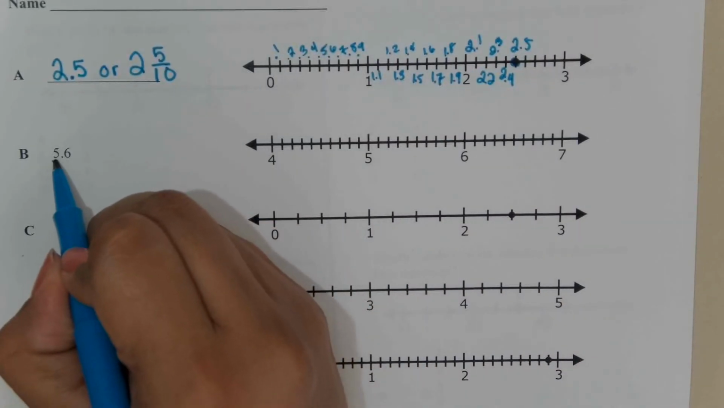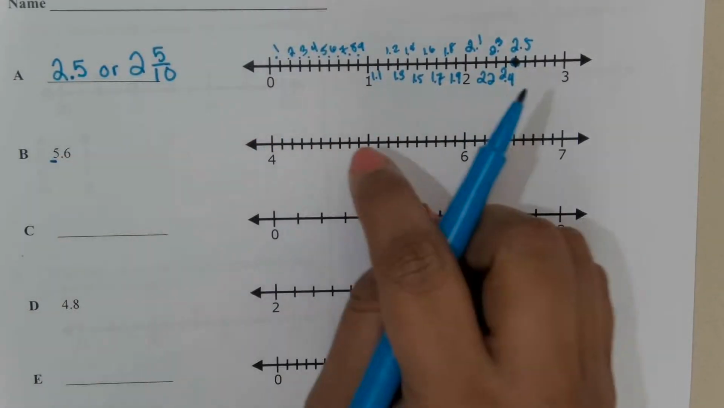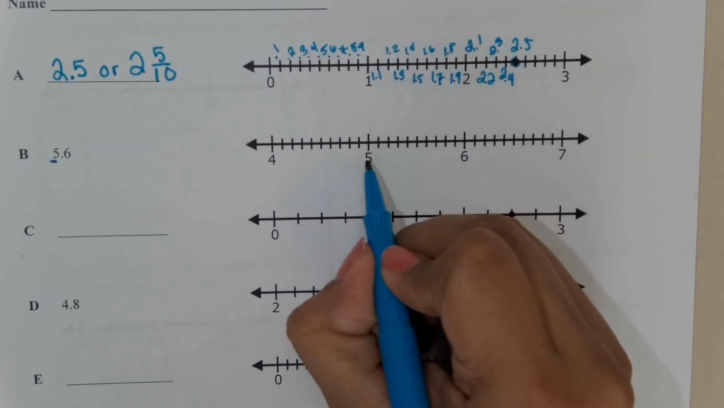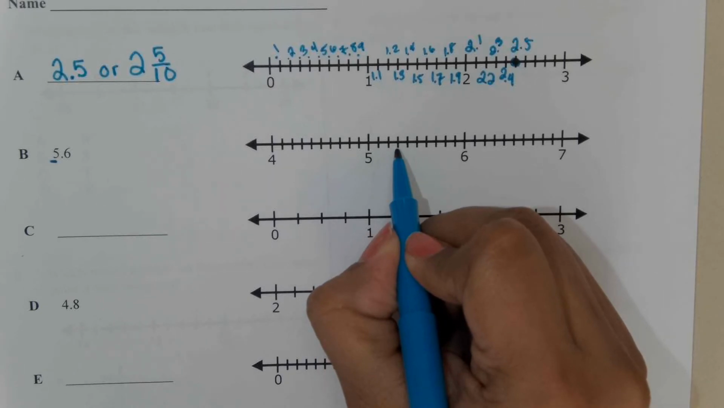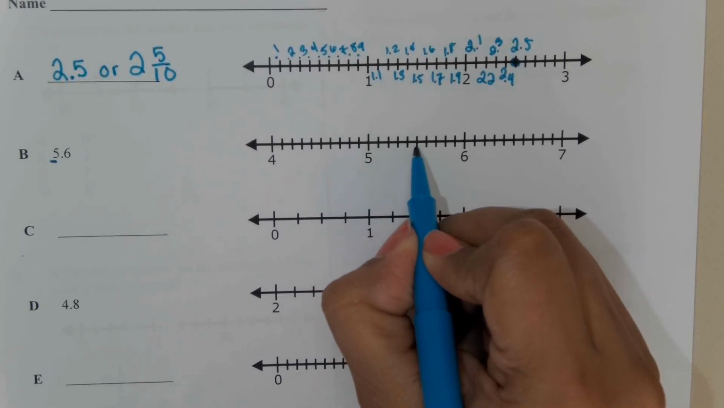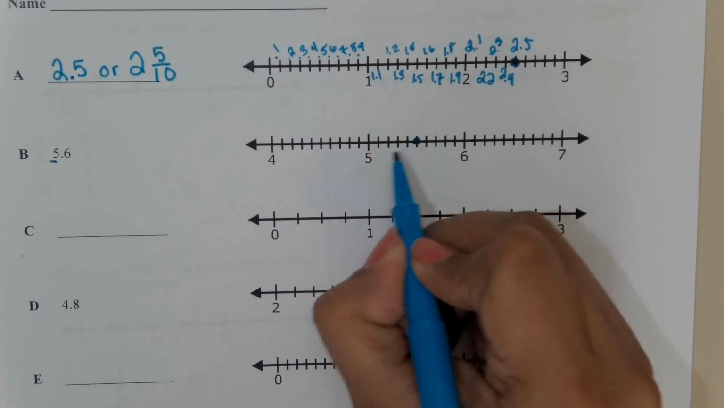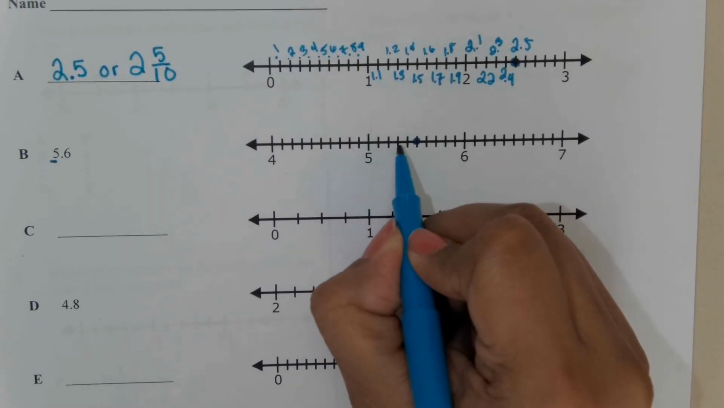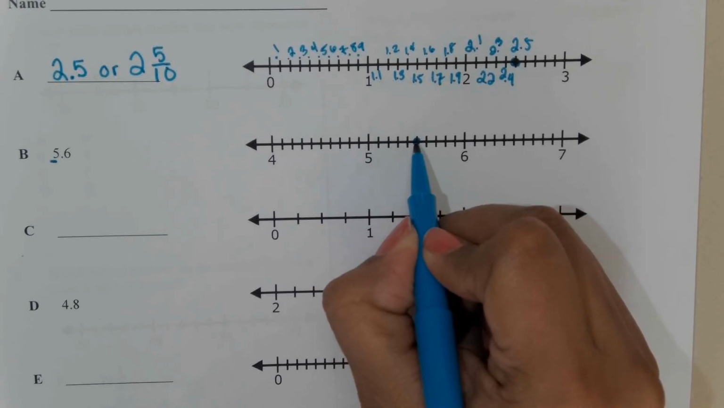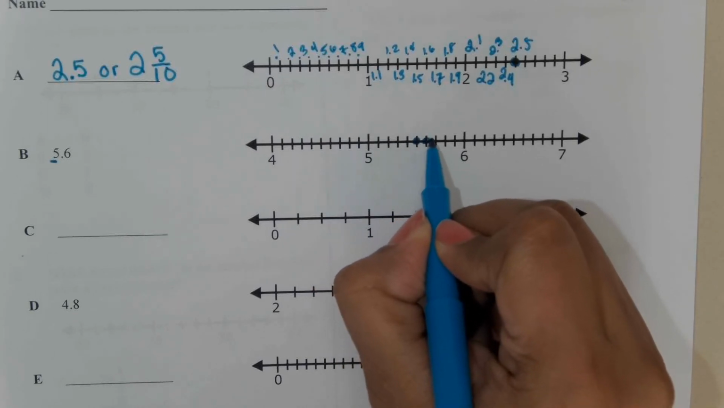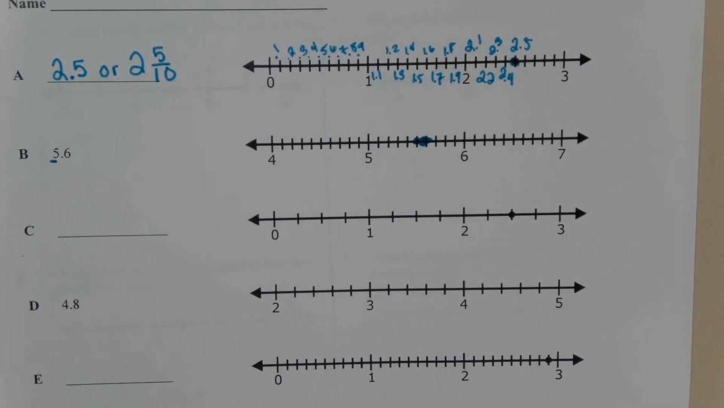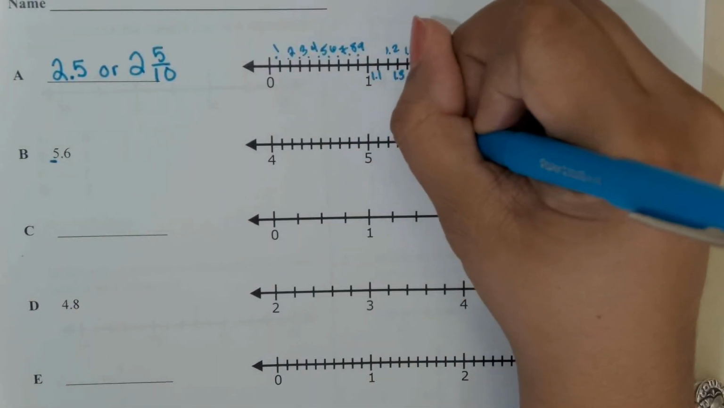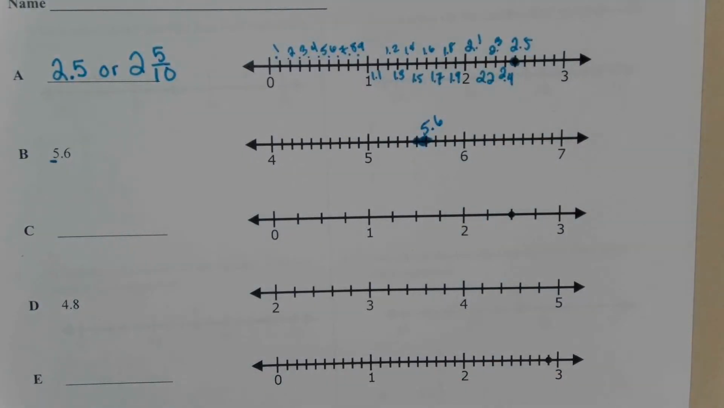So I know this is 5 and 6/10, so I know it's going to be after 5. So I already look here. 5 and 1/10, 5 and 2/10, 5 and 3/10, 5 and 4/10, 5 and 5/10, 5 and 6/10 should be right here. Let's check again. 5 and 1/10, 5 and 2/10, 5 and 3/10, 5 and 4/10, 5 and 5/10. Oh, sorry, 5 and 6/10 right here. So right here is 5 and 6/10.